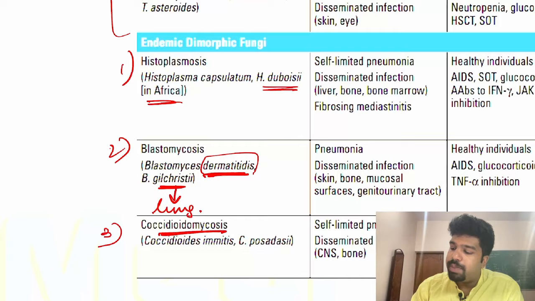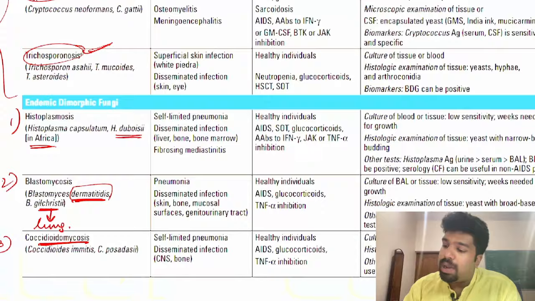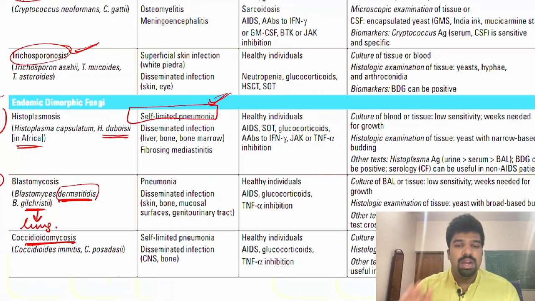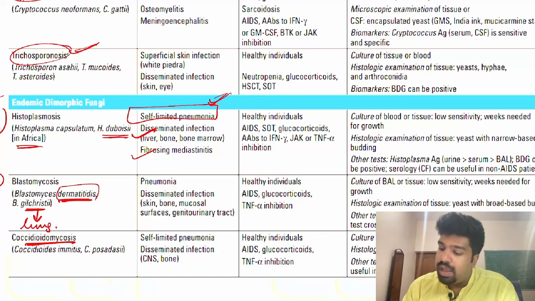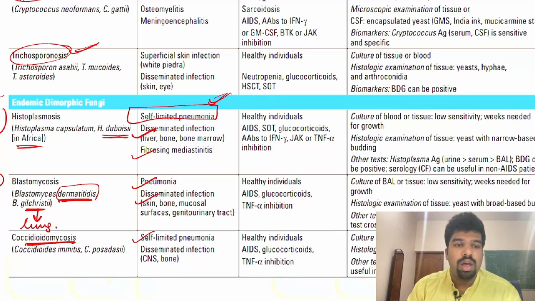Okay, so here histoplasmosis causes a self-limiting pneumonia. This is a very important factor. It's like our TB. TB causes a primary infection and goes away. Similarly, histoplasmosis causes self-limited pneumonia and goes away. So both histoplasmosis and TB cause a lymphadenopathy reaction and upper lobe cavity. Okay, it also causes fibrosing mediastinitis and disseminated infection. Okay, it causes pneumonia and disseminated infection. Coccidioidomycosis also causes a self-limited pneumonia. Okay, so these risk factors and the further details we will come to in the next session.